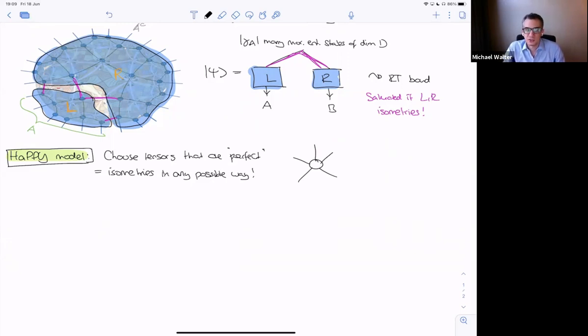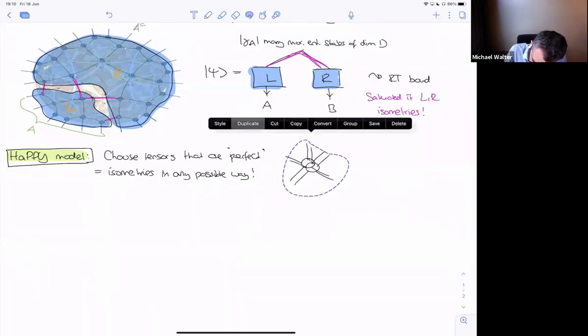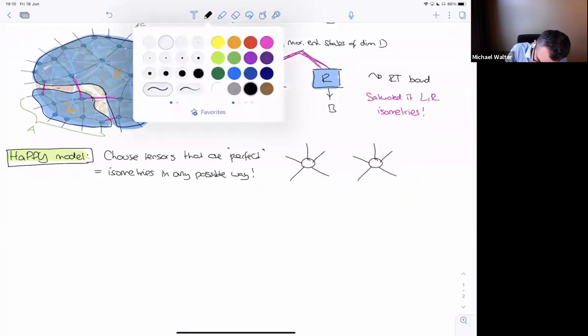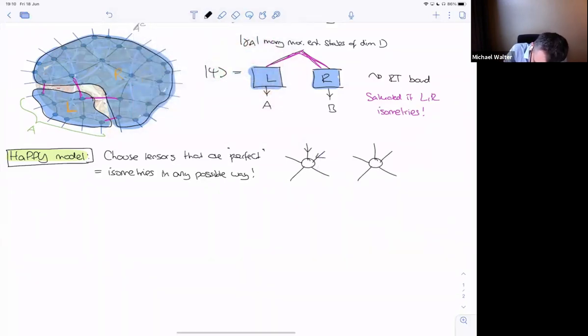And I could demand that this tensor should be an isometry however I group the legs into input and output pairs, as long as the number of input legs is less than or equal to the number of output legs. So here are two ways of doing it. There are of course many more. Maybe one way is I could say I want those to be inputs and those to be outputs, or I could choose those to be outputs and those to be inputs. Maybe that's a bit of a strange one, but okay. Whenever the number of inputs is less than or equal to the number of outputs, I would like this tensor, it's always the same tensor, to define an isometry.